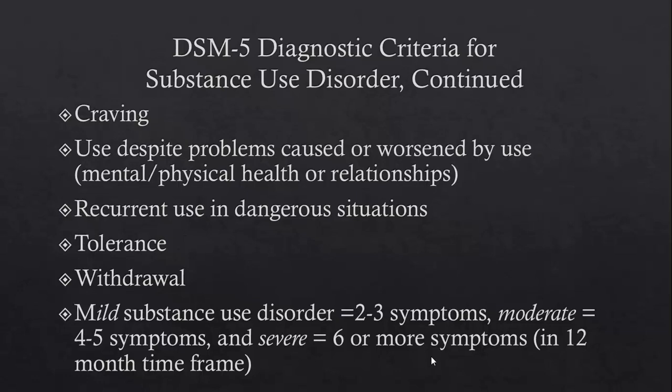For example, with alcohol, people sometimes get a disease called cirrhosis of the liver, which can be a terminal disease. If your liver doesn't work, you're going to die. And so people who know they have liver problems but continue to drink, that would be an example of using despite problems. The problems wouldn't have to be mental or physical health, though. They could also be relationship problems. So if a man is arguing with his wife quite a bit and she wants him to quit drinking and he keeps doing it, that would also be use despite problems.